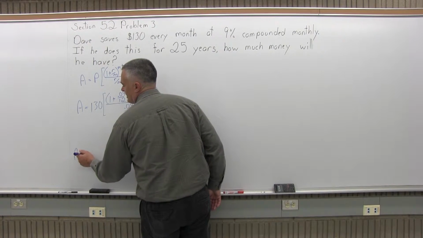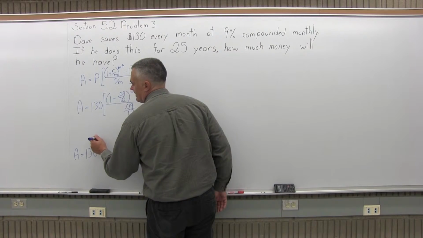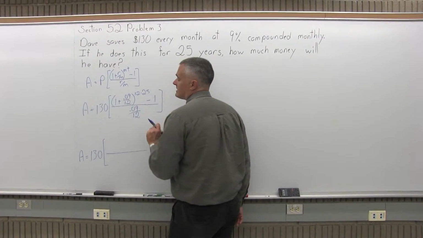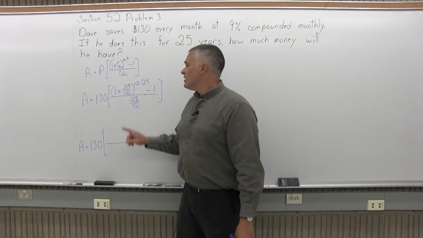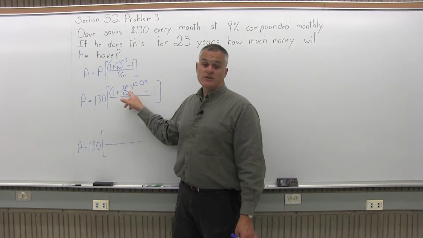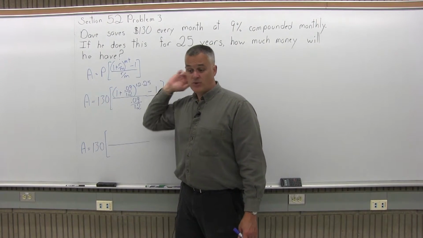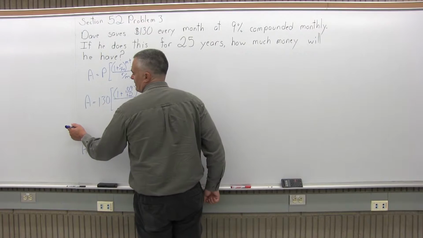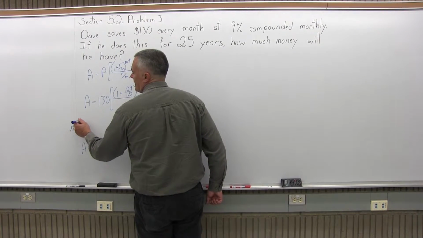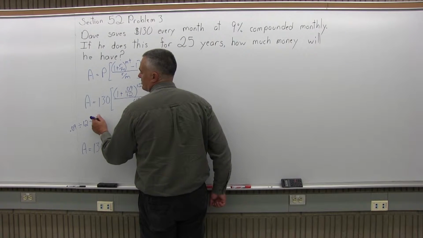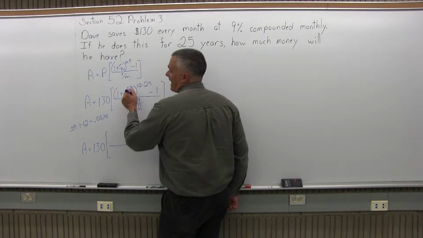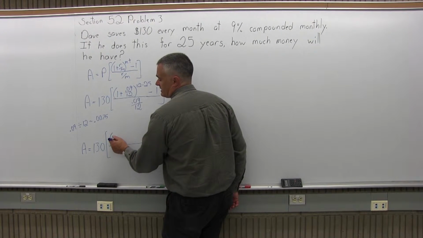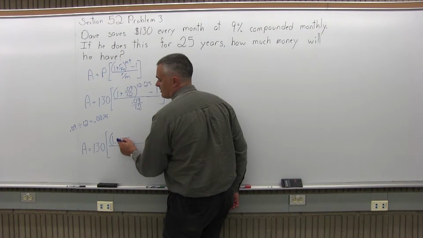So A equals 130 times some brackets, again with a numerator and a denominator in the brackets. And in my parentheses, I have 1 plus 0.09 over 12. The 0.09 over 12 I know is 0.0075, and you're going to add 1 to it. It becomes 1.0075. And again, if you don't feel comfortable to just write that down, with your calculator, do 0.09 divide by 12 equals, and the calculator will tell you it's 0.0075. So I'm going to add a 1 to that in my parentheses, so 0.0075 plus 1 will be 1.0075. That's the value in the parentheses.